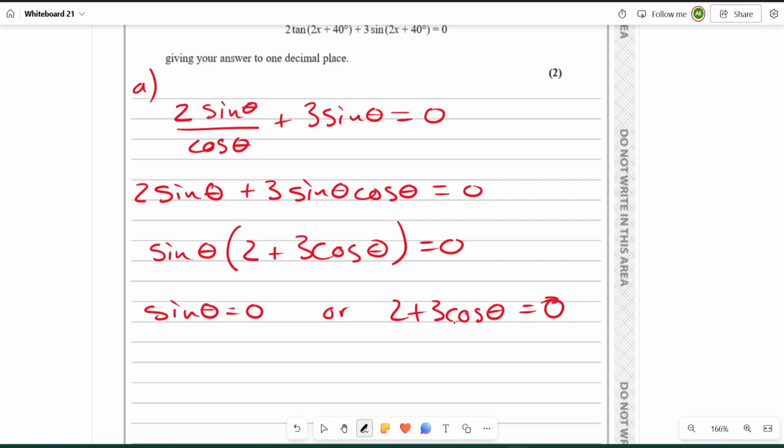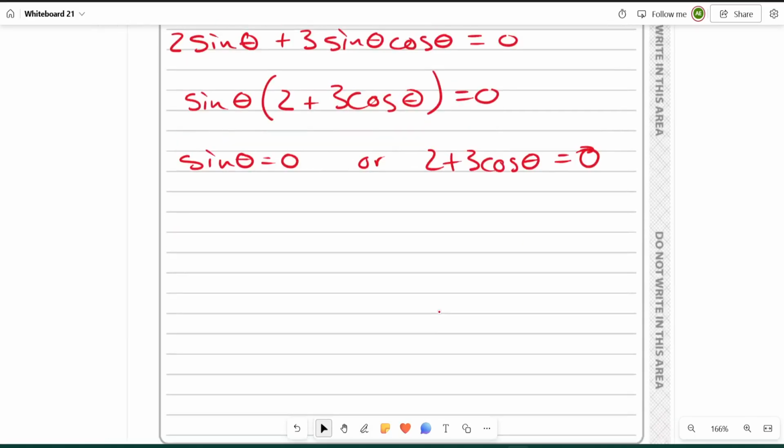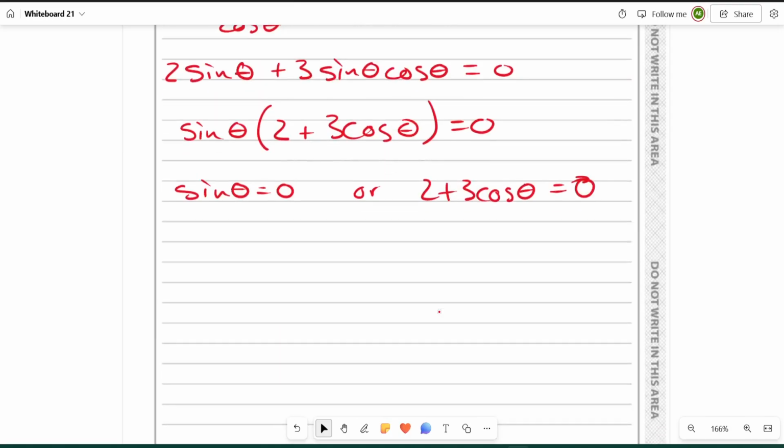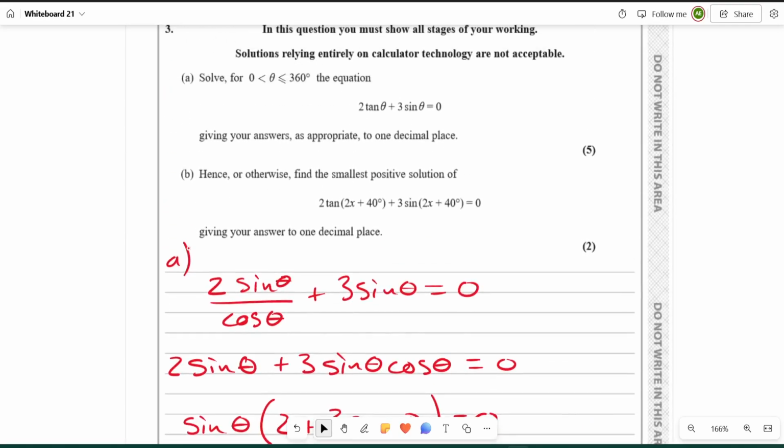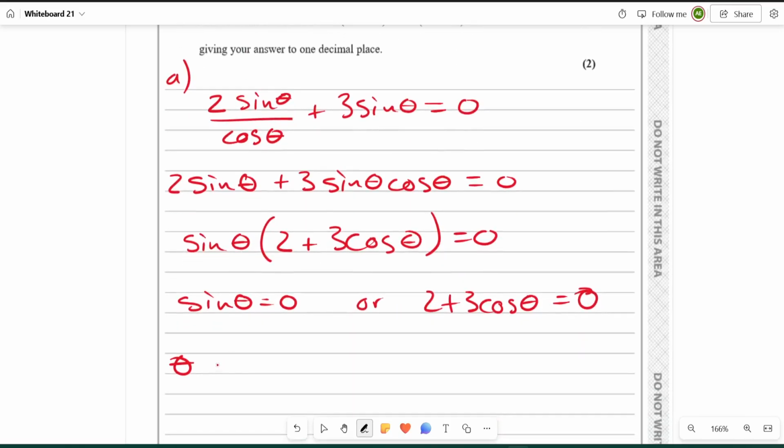When I solve these two equations, this is going to give me my answers. So sine theta equals 0. If you do shift sine 0, that's going to give you an answer of 0. However, 0 is not included in our question, so I'm not going to take it. This doesn't need the ASTC rule, just the basic knowledge of the sine graph.